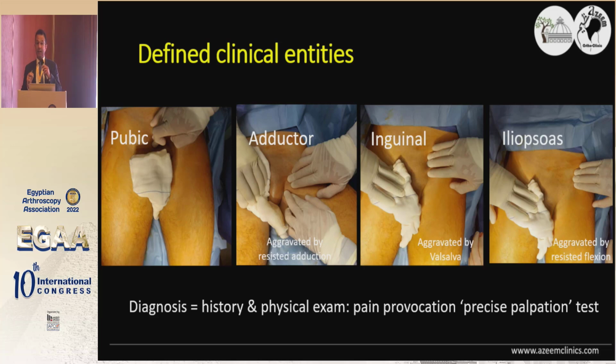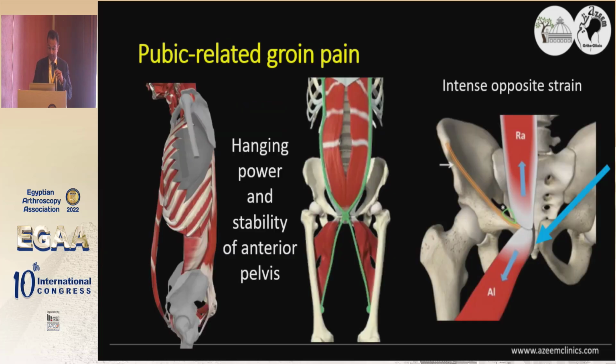So at the pubic area, you will feel tenderness, pain provoked by precise palpation in the area of the symphysis and the adjacent pubic bones. Adductor pain is on the adductor tendon and aggravated by resisted adduction. Inguinal pain is over the inguinal canal region, and iliopsoas pain is in front of the flexors of the hip. So these are all stimulated by pain at precise tenderness points.